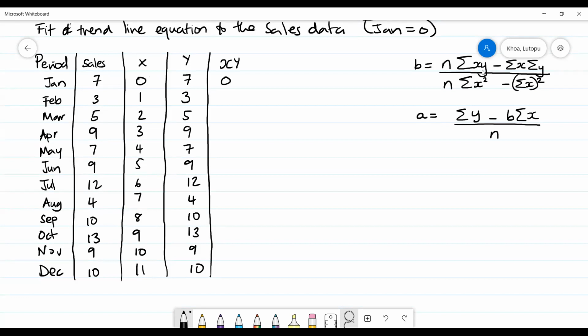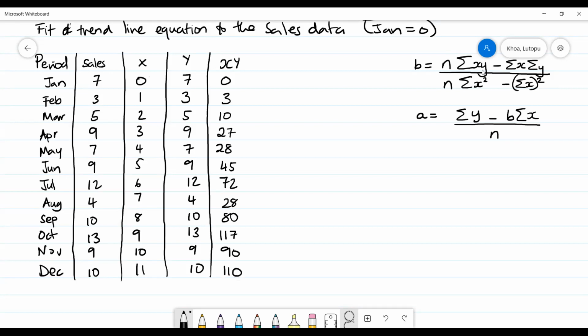This is 0, 1 times 3, this is 3, 2 times 5, this is 10, 3 times 9 is 27, 4 times 7, 28, 9 times 5 is 45, 6 times 12, 72, 7 times 4, 28, 8 times 10, 80, 9 times 13, 117, 10 times 9, 90, 11 times 10 is 110.